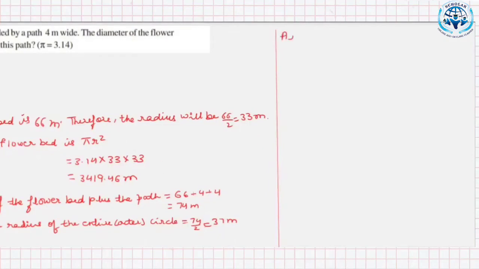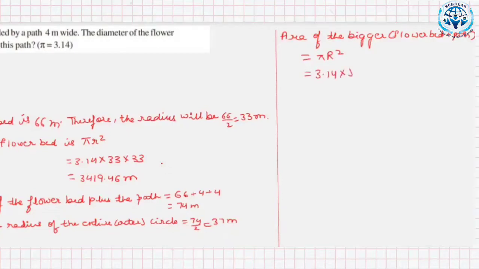Area of the bigger circle, flower bed plus path, pi r square, 3.14 into 37 into 37, is equal to 4298.66 meter square.